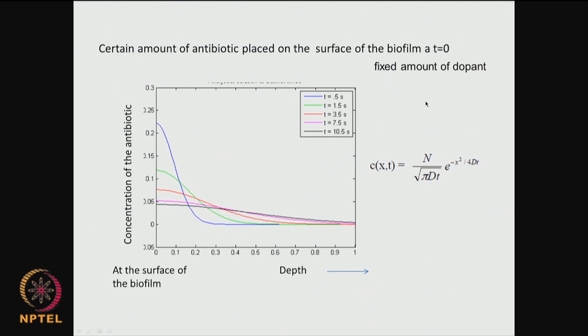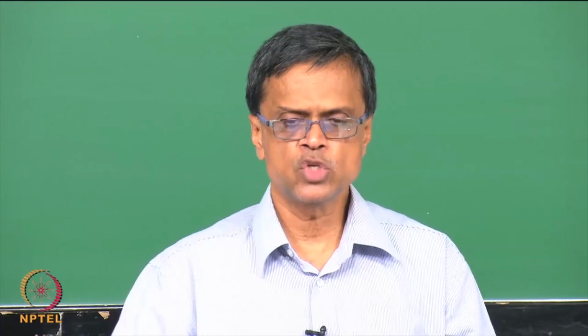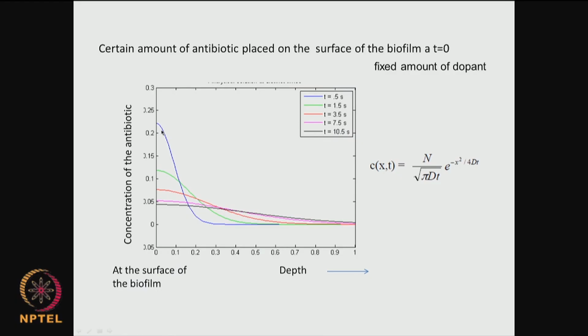That means the concentration at the surface also will decrease because it keeps diffusing in. So, at very low time, the graph will look like this as a function of depth. Initially at the surface you will have a certain concentration, as you go inside the concentration will drop dramatically, but as time progresses the concentration inside may increase, but the concentration at the surface will fall down because we have a fixed amount of antibiotic. Okay.